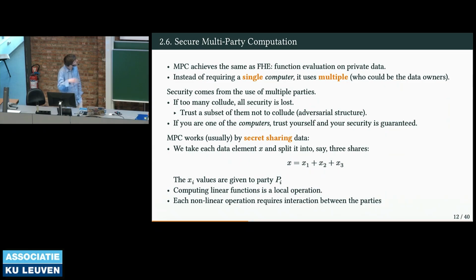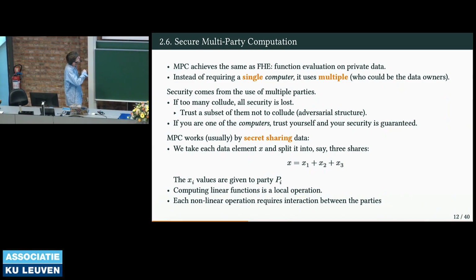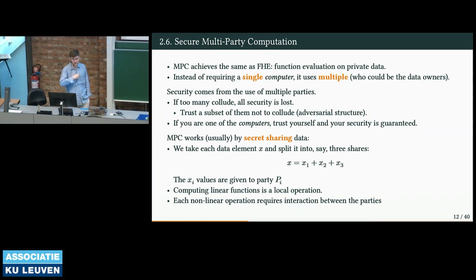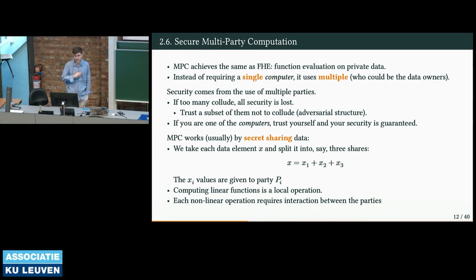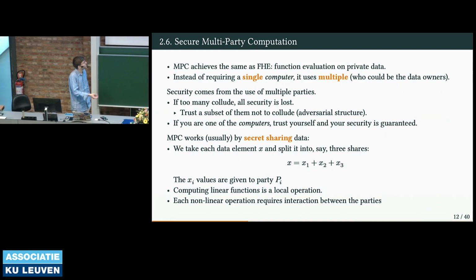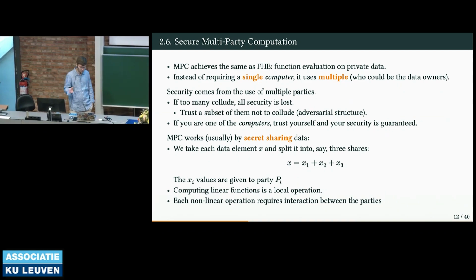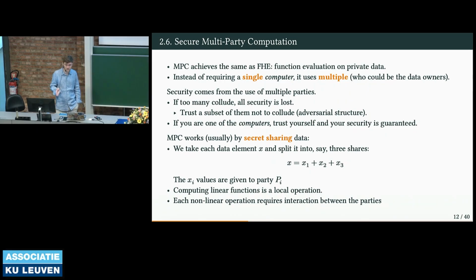So it could be one of the parties who owns X creates this sharing and gives 2 shares to the others and keeps 1 for itself. But you could imagine something like a mobile phone that owns X creating the sharing locally and then giving X1, X2, X3 to 3 different servers that are going to do this. So this is where the distinction between the data owner, the provider, and the computing parties is still relevant.